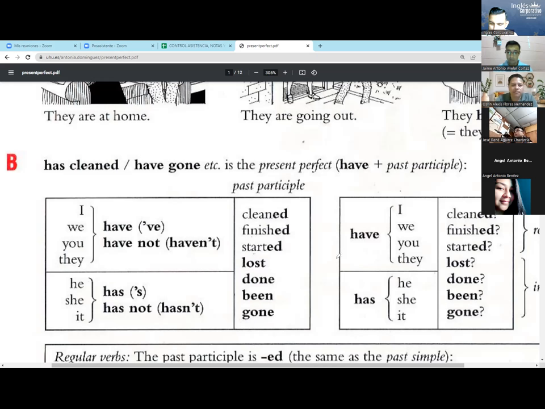Now we have the question form. In the question form, we set first the auxiliary, either have or has. Have we cleaned? Have you started? Have we lost? And same with has. We set the auxiliary at the beginning. After that, we place the subject. And we say, has he done? Has she been? Has it gone? That is the structure of the present perfect. Okay, let's continue.